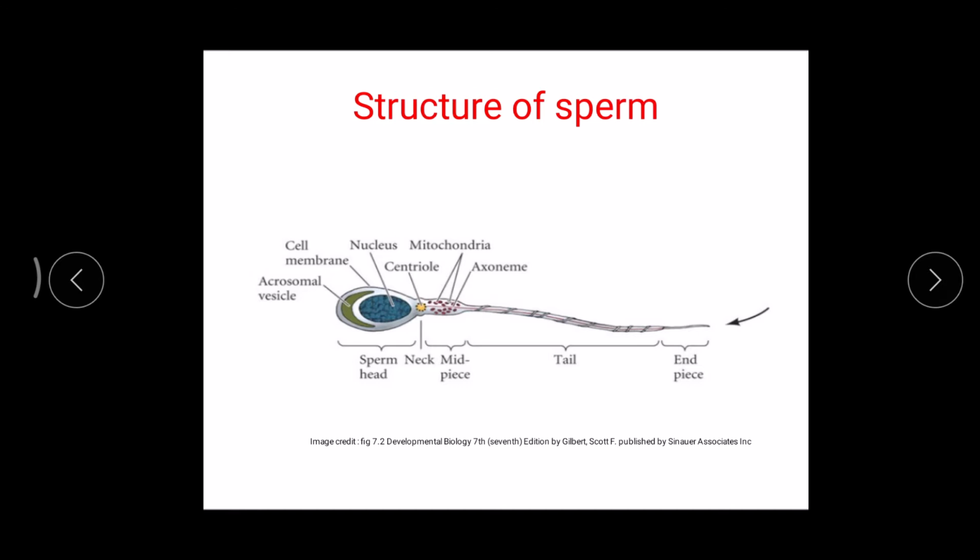Thereafter the centriole is present. Just behind that is the middle piece region, and the middle piece has spirally arranged mitochondria. These mitochondria provide energy for movement of spermatozoa. Just past this middle piece there is a long tail. This tail helps in forward movement of spermatozoa.